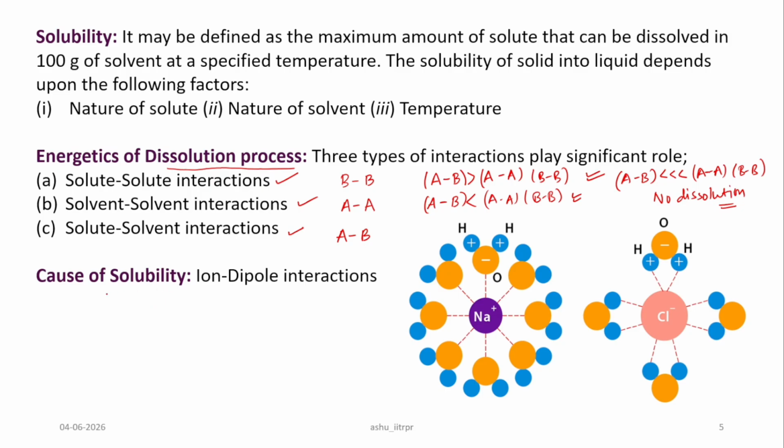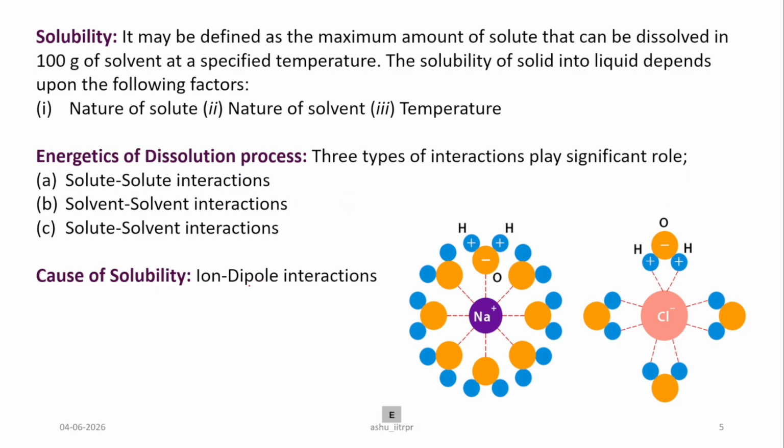Then another reason for solubility is ion-dipole interaction. So how does this ion-dipole get generated? Suppose I take the example of sodium chloride. So Na is plus, the water molecule is like this: water, then H, then H. Because of electronegativity, oxygen has a negative charge and hydrogen has a positive charge. So this is a sort of dipole. On one side we have positive charge density, on the other side we have negative charge.